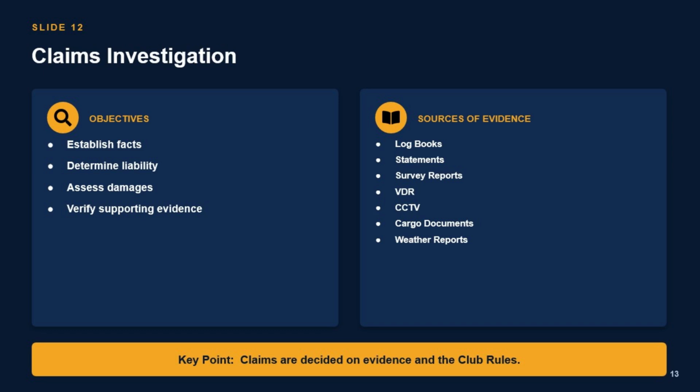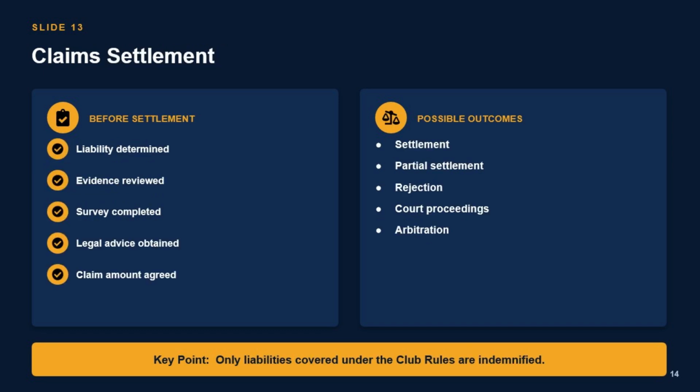One important point to remember is that the P&I Club does not settle claims simply because an accident has occurred. Every claim is assessed on the basis of facts, evidence, applicable law, and the club rules. Slide 14. Claims settlement. Once the investigation has been completed, the next stage is settlement of the claim.